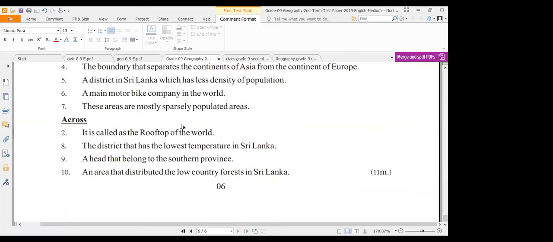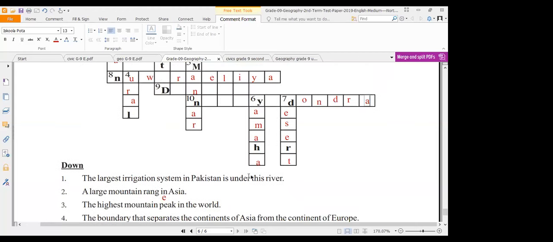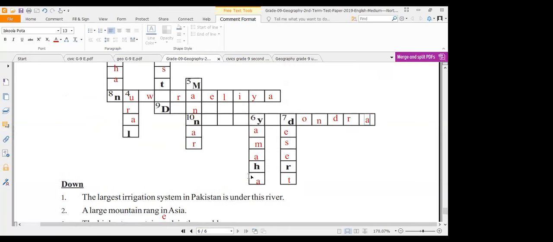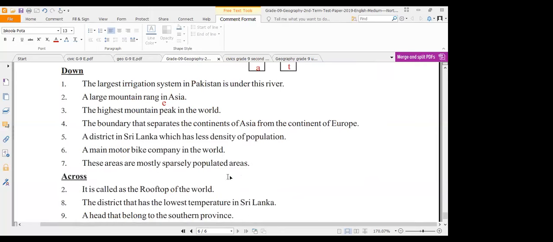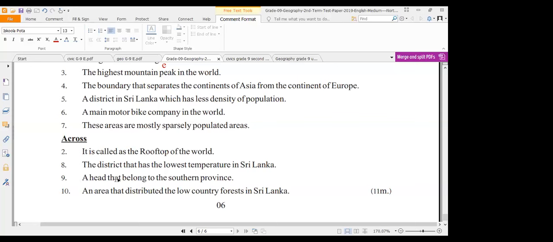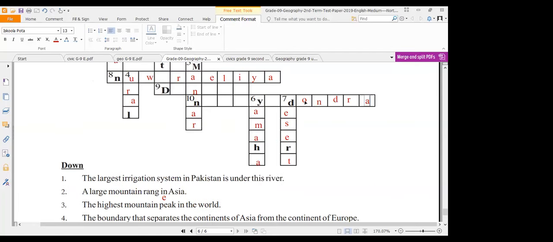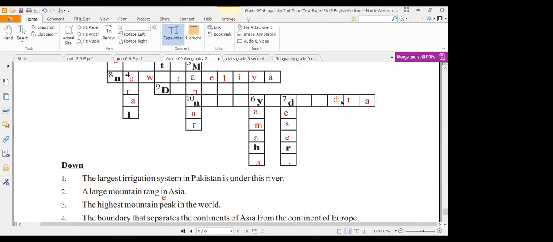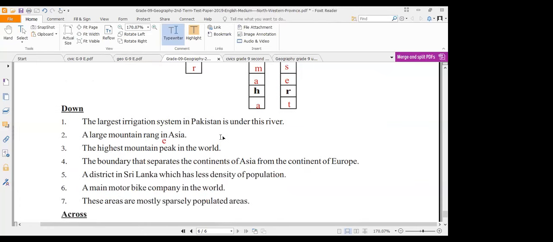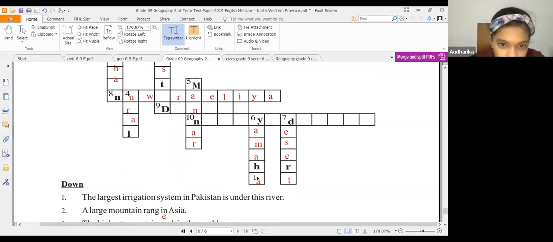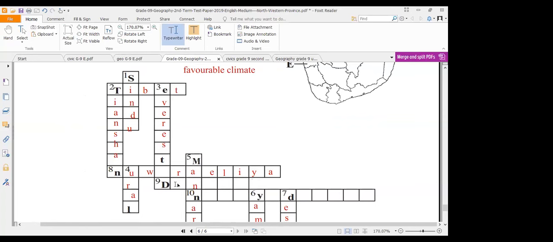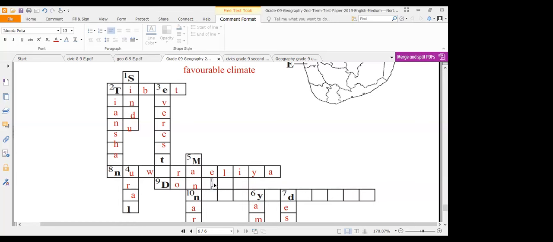An area that has low country forest in Sri Lanka. I'll change that and put Dondra there. Head number 9. You have put the Dondra in the 10th answer. Yes. Head that belongs to the southern province, number 9. Where is number 9? Below the numeral, yes. Don't draw.